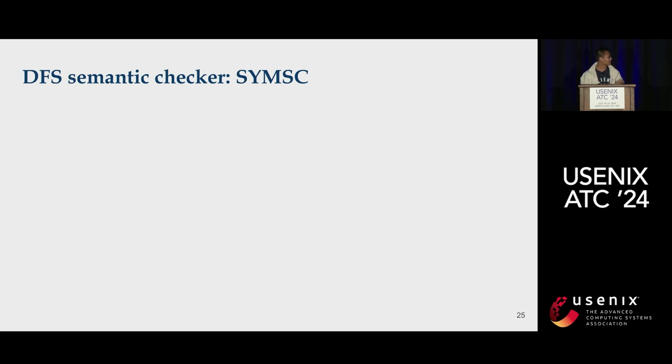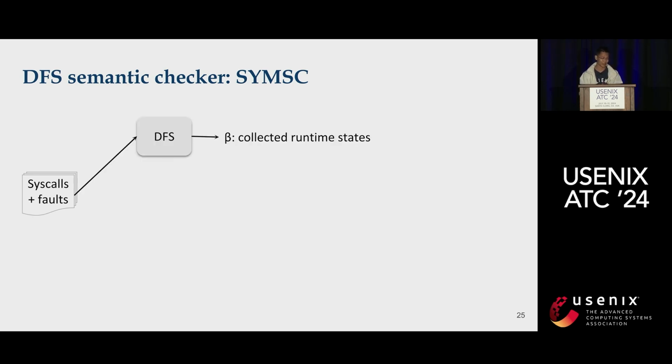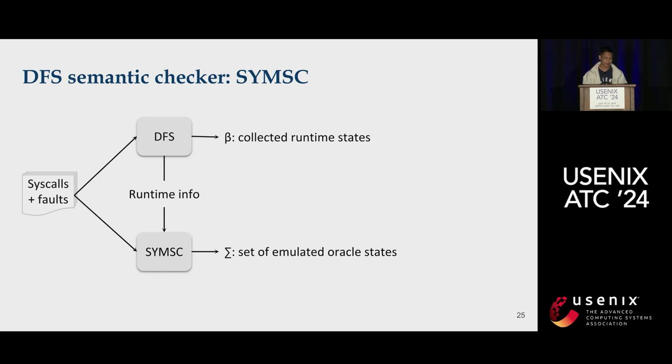Let's take a look at the workflow of SIMSC. Given an input, which includes syscalls and distributed faults, we first execute it on the file system instance to know the runtime states beta. And then SIMSC takes the same input and some other runtime information like the execution timestamps to emulate the syscall and fault execution to derive a set of oracle states sigma. And then we compare whether beta belongs to sigma. If it's not, then there's a semantic bug. So this is the workflow of SIMSC.